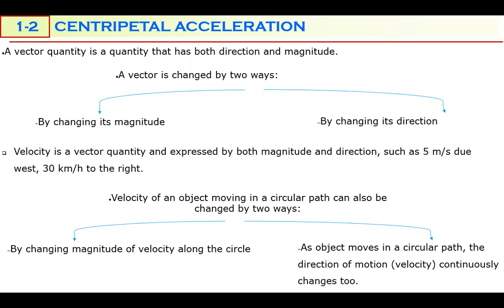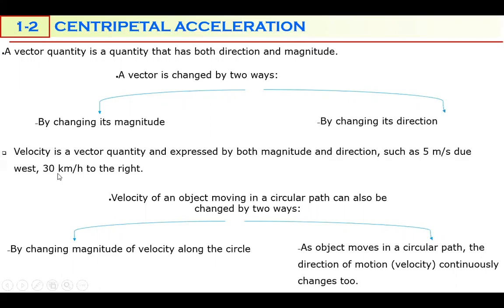So velocity is normally a vector quantity. It has both direction and magnitude. And if it is a vector quantity, we can change the vector in two ways: by changing its magnitude, or by changing its direction. Velocity is expressed in both magnitude and direction, like 5 meters per second due west, 30 kilometers per hour to the right, or up or down.